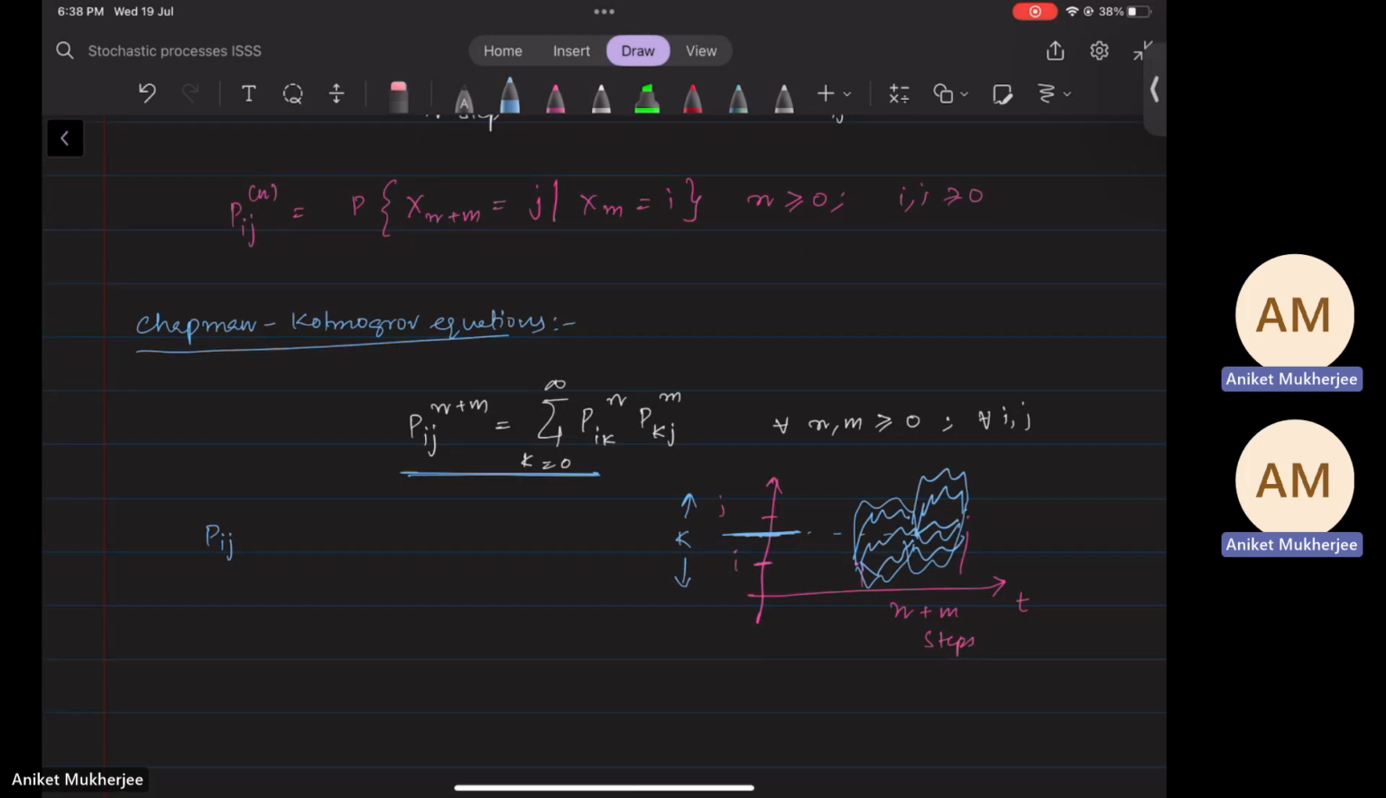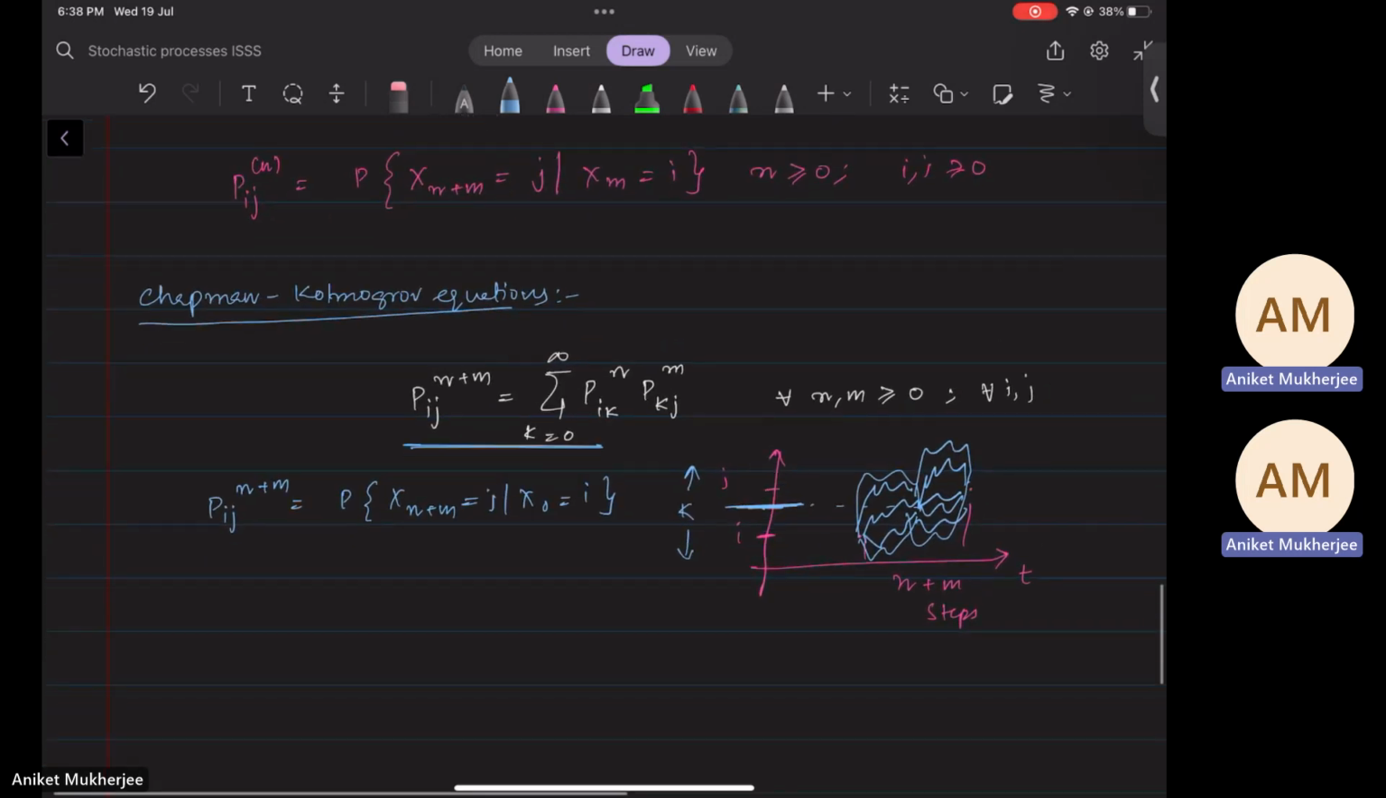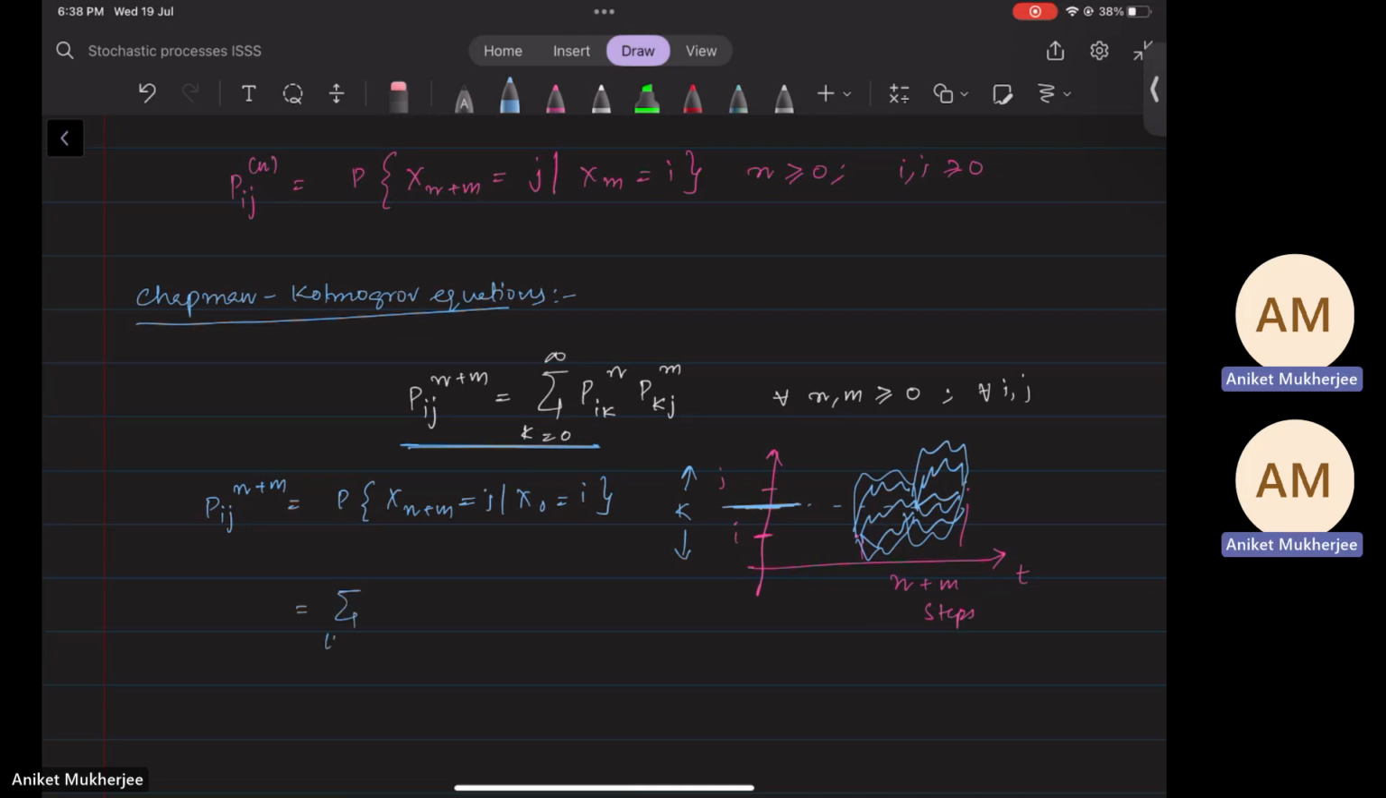Okay, so now for the proof. So you want to go from i to j in n plus m steps. So basically what you're doing is X_{n+m} equal to j given X_0 equal to i. So basically here you're using homogeneity a little bit, because looking at 0 to n plus m is the same as looking from k to k plus n plus m. It doesn't matter. Okay. Next, in the total law of probability, you can add the event that at X_n I'm at state k. Now k, I'm iterating through all the states that X_n can take, conditioned on X_0 equal to i.